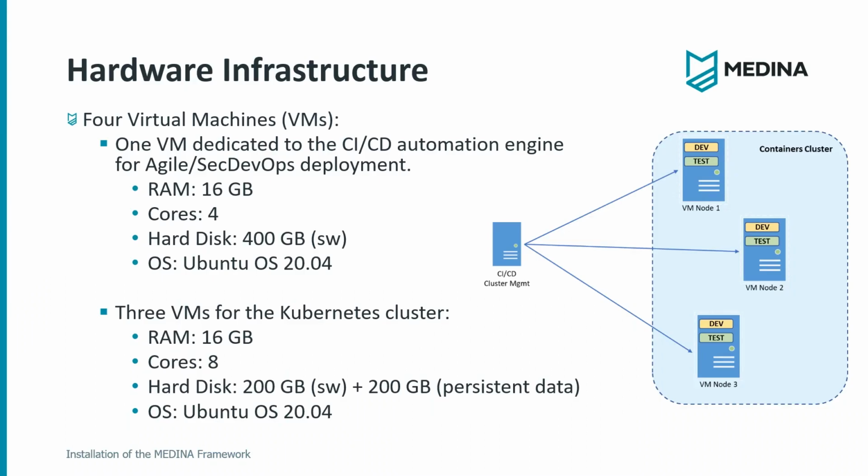MEDINA hardware environment consists of 4 virtual machines. A dedicated VM hosts the CI/CD automation engine, the tools that support the CI/CD processes, and the Kubernetes cluster management. Then, there are 3 VMs for the 3 nodes of the Kubernetes cluster. The MEDINA framework is installed on Kubernetes. We created 2 different environments, one for development and one for test. Both environments are implemented on a 3-node Kubernetes cluster that virtualizes these environments, making them independent and isolated. These environments run all the MEDINA microservices.